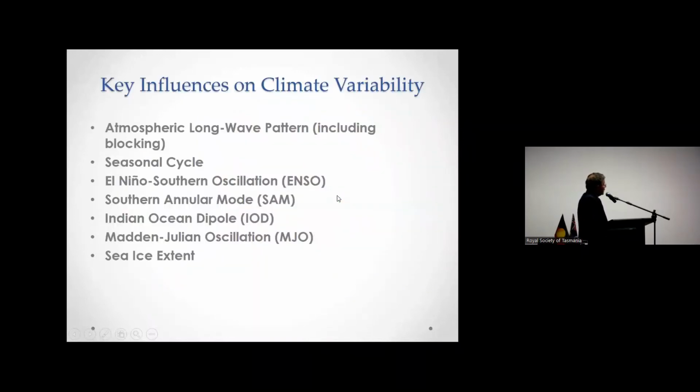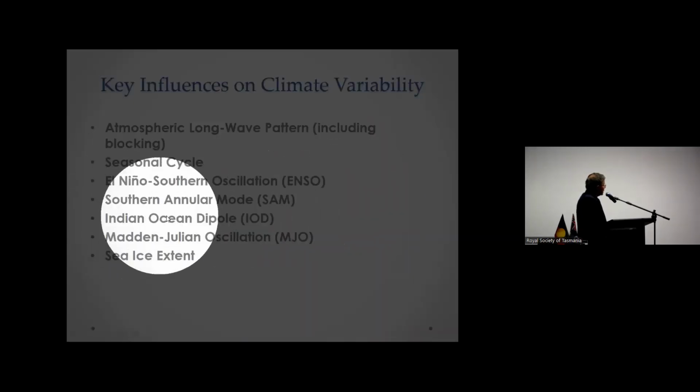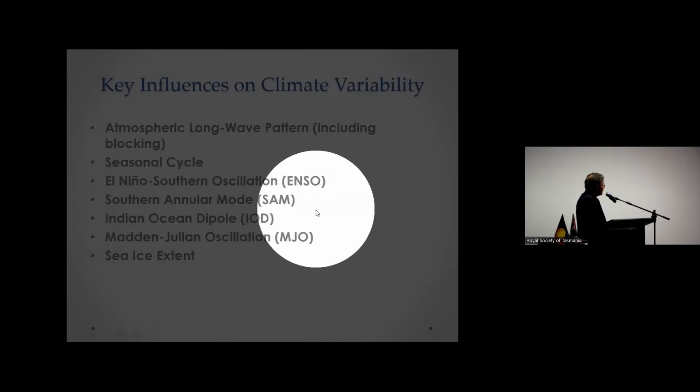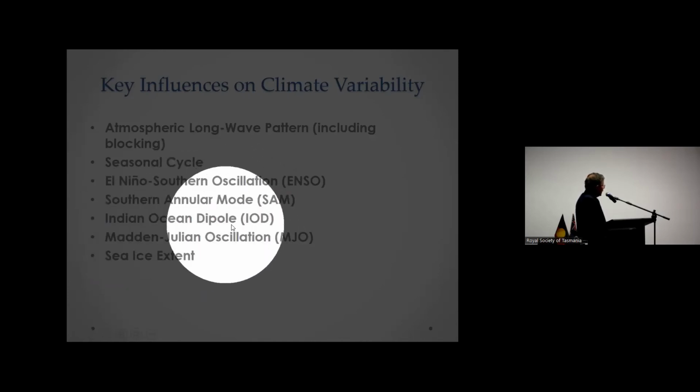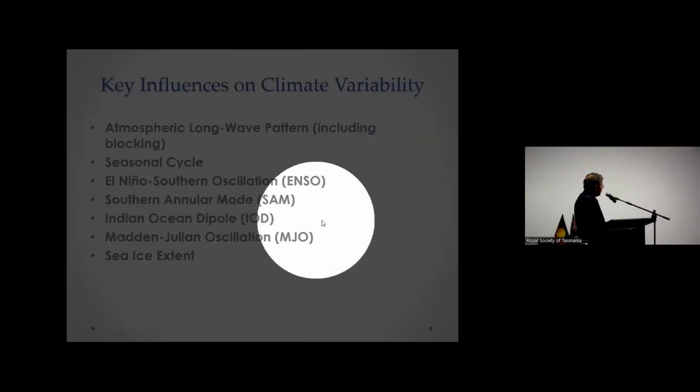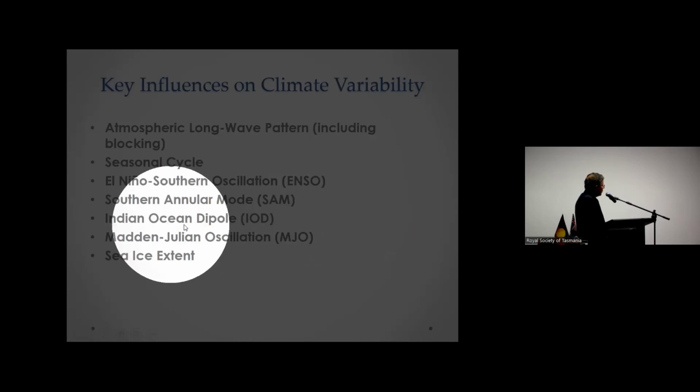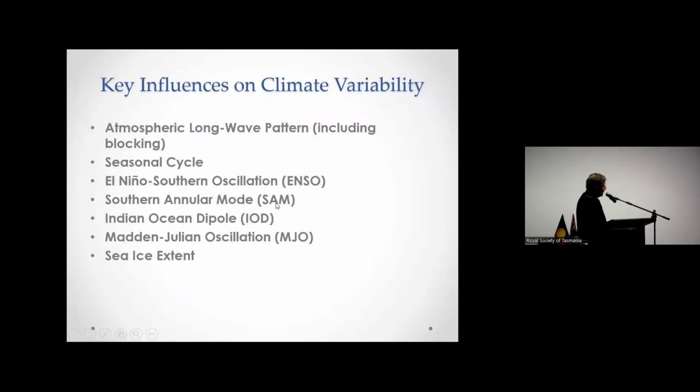So the key influences on climate variability are this atmospheric long wave pattern, the pattern that I just showed you of those troughs and ridges in the westerlies, with blocking a major feature. The seasonal cycle changes things considerably, and then we start to get on to some of the remote effects, such as the El Niño Southern Oscillation and the Southern Annular Mode, which is the change in the westerlies, and the Indian Ocean Dipole. I won't go into the Madden-Julian Oscillation much today, but that's a tropical system which moves from west to east across the tropics over 40 to 60 days. And sea ice extent we've just looked at briefly.